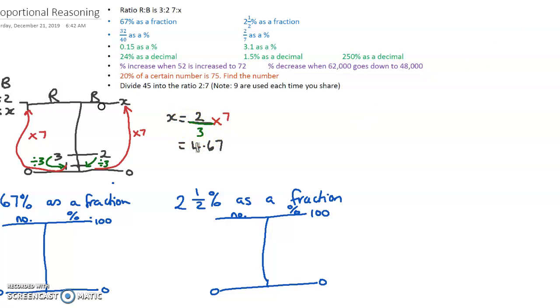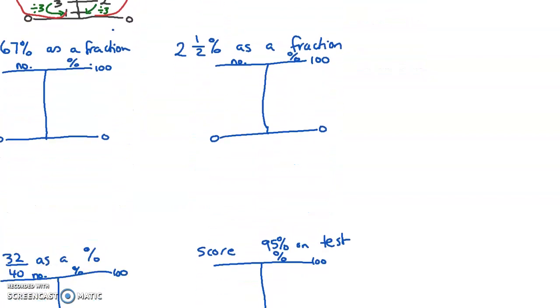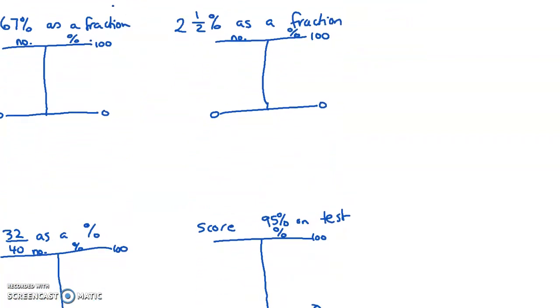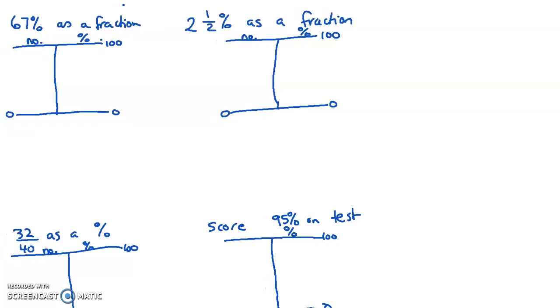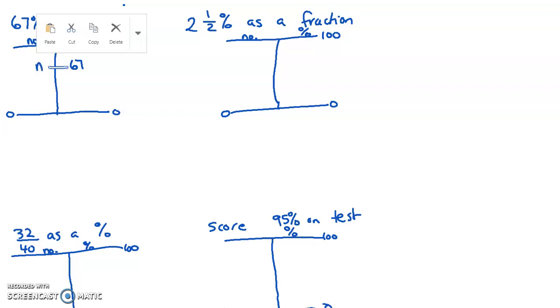So let's have a look at the next example. 67% as a fraction. So let's have a look. 67%, it means that it has to be on this right-hand side. So 67 has to be on this side because it's a percentage, and I'd like to know what number it is. I do know that 100% is going to be 1.